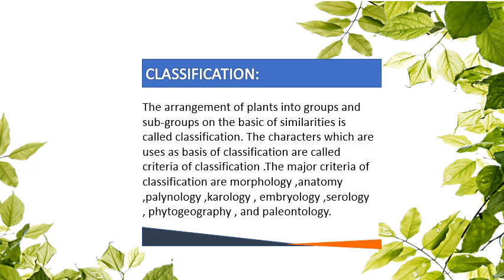So these plants differ from each other in different attributes, for example, in size, in shape, and color. So they are classified into different groups and subgroups on the basis of their characters. And this system we refer to as a system of classification.